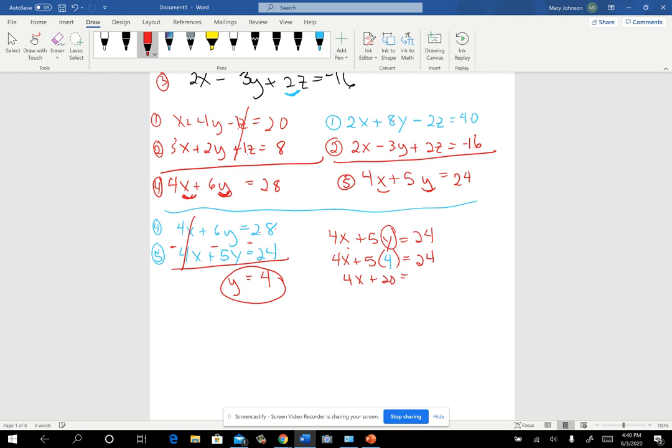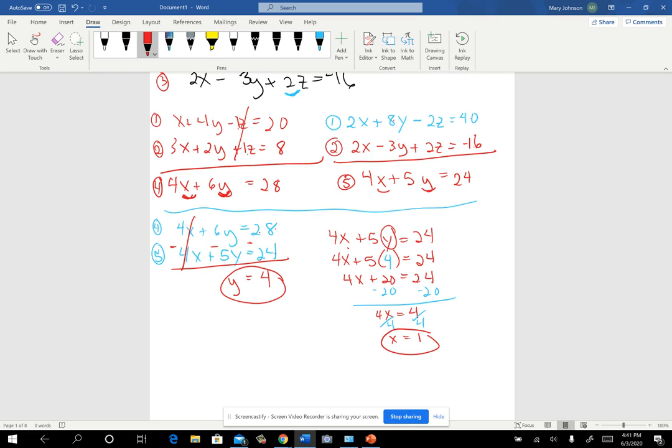4x plus 20 equals 24. So you're going to take away the 20 from both sides. That gives you the 4x equaling 4. And then you're going to divide both sides by 4, and x would equal 1. So now we know the x and the y, and we need the z.